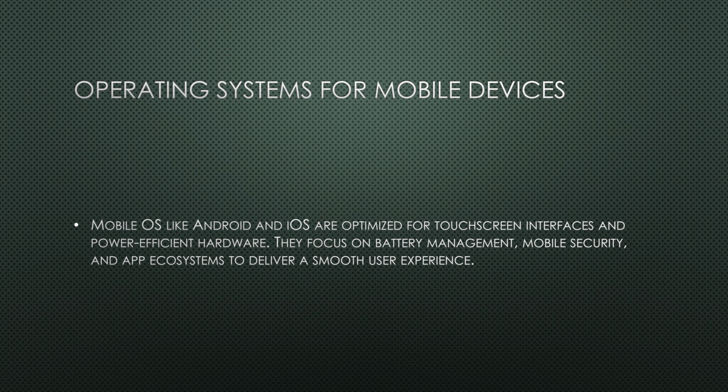Operating systems for mobile devices. Mobile OS like Android and iOS are optimized for touchscreen interfaces and power-efficient hardware. They focus on battery management, mobile security, and app ecosystems to deliver a smooth user experience.